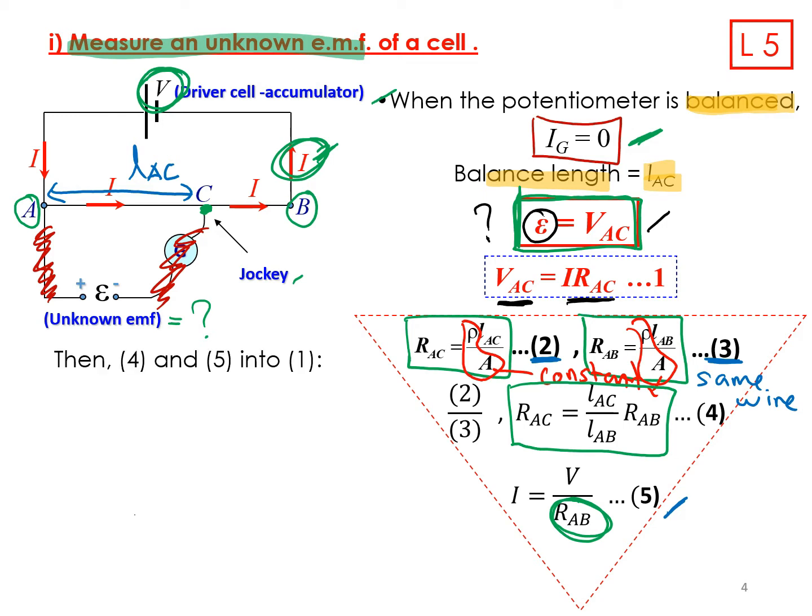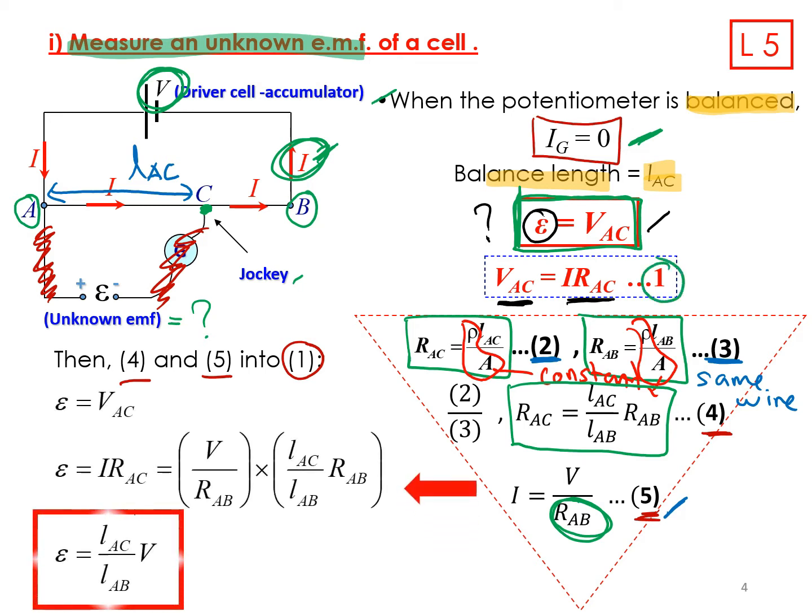Then you can combine equation number 4 and 5 into number 1. So what happens? Because EMF is equal to VAC, and we change it using Ohm's law, V equals to I RAC. This one, I RAC. And I is this one.